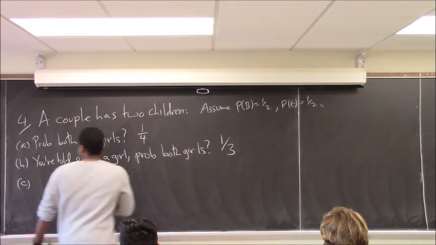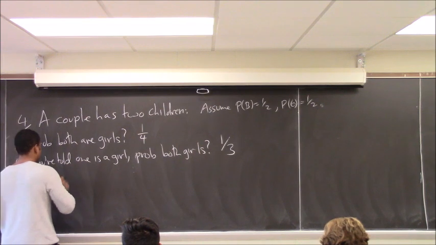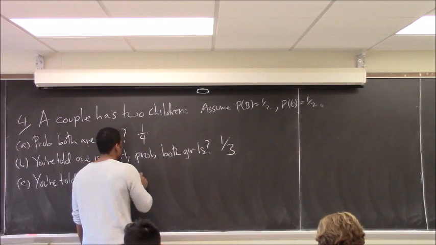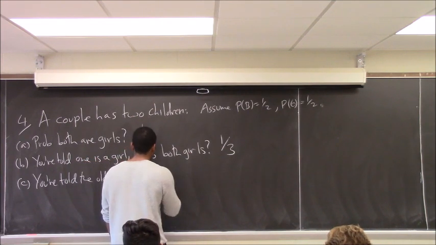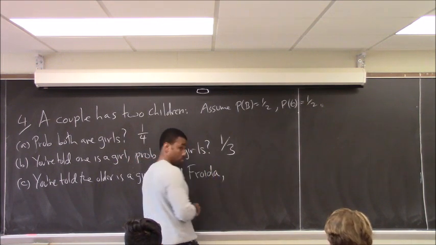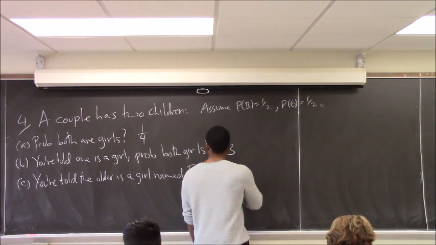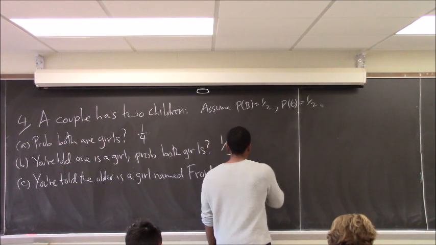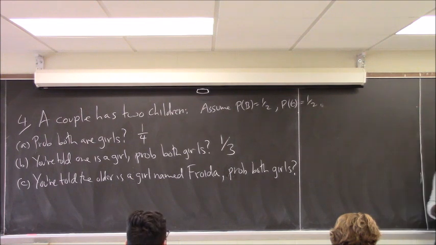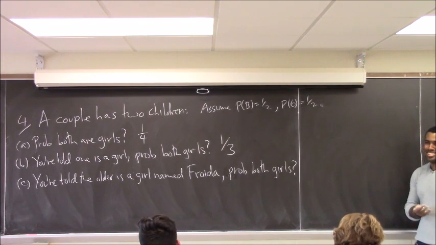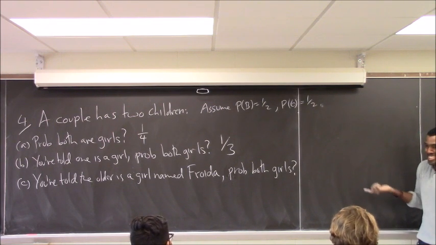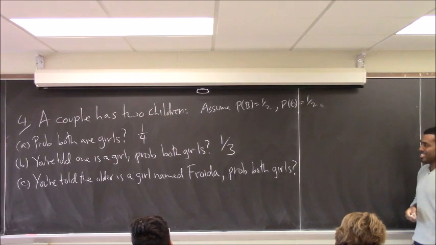Okay, listen carefully now. You're told the older is a girl. This is an important part of the clue. Her name is Freuda. What is the probability both are girls? Isn't that kind of the same thing? Isn't it also a 1/3? Wait, why was it a 1/3 in the first place? Who the hell knows that? Like, why is it a 1/3? What do you think this one is?